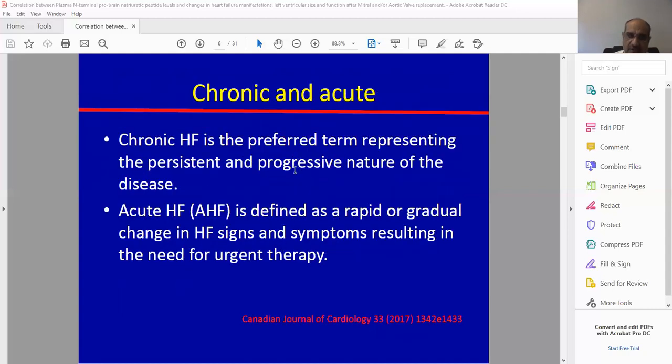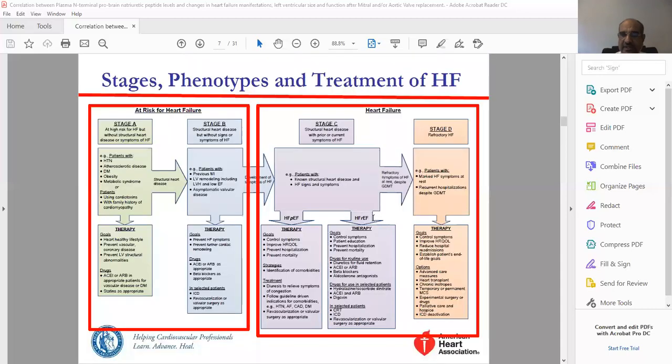Is it acute or chronic? It's a matter of timing. Chronic heart failure means the persistent and progressive nature of the disease, but acute heart failure is a rapid or gradually changing heart failure symptoms and signs, necessitating urgent therapy. Once the patient presents to the ER or the hospital with acute symptoms of dyspnea and shortness of breath, this is acute heart failure.